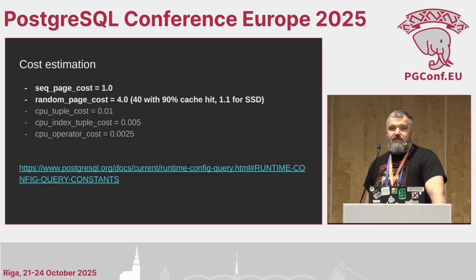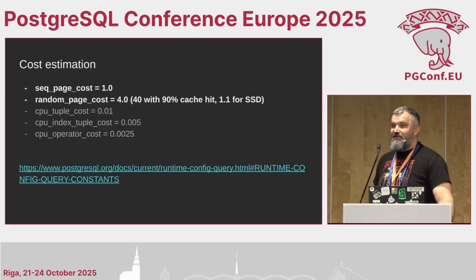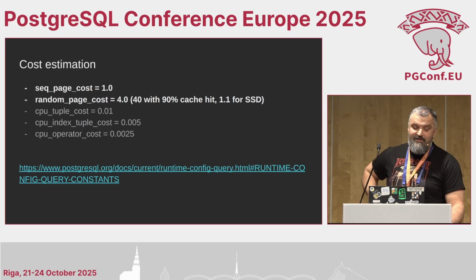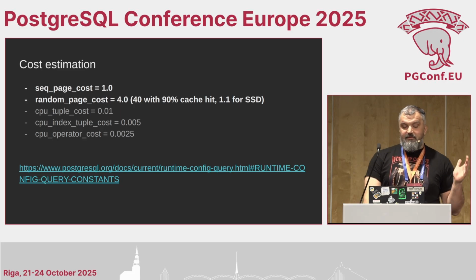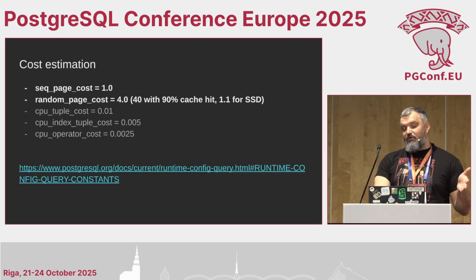Now the question is, if you are using AWS and RDS, what is the cost of random page there? It was in the previous talk. It's actually 4. It's the same as the slow spinning disks. So today I learned that there are some cloud providers that have adjusted this cost. But the databases in cloud work as if they were running on slow spinning disks.